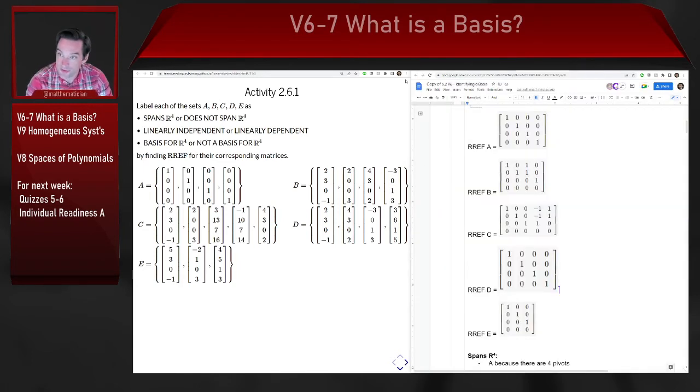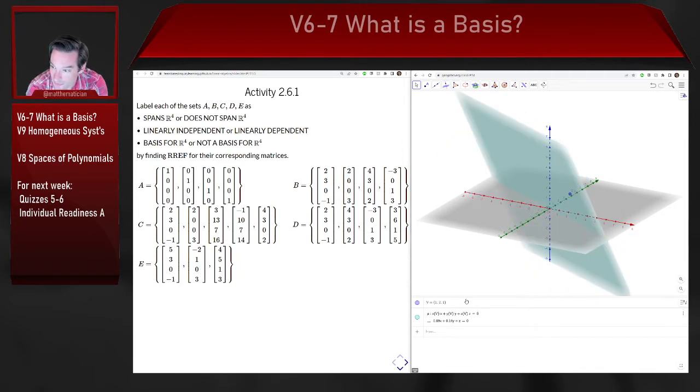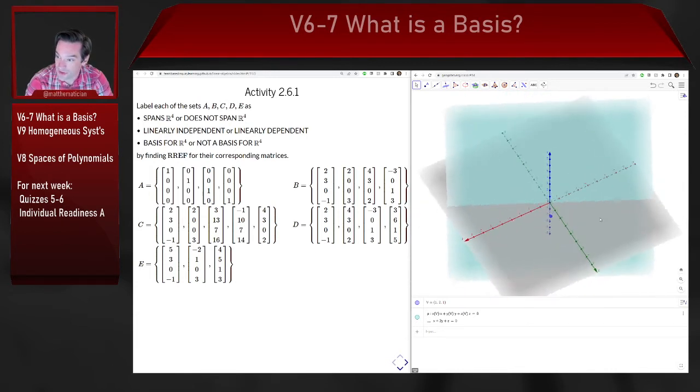So the question is, if I have a set of vectors and I can tell that no vector in that set is a multiple of any other vector in that set, is that enough to give us linear independence? And my claim is that it's not. Let me show you an example of why. So let's get our plane that we were working with before back up here. So x plus 2y plus z is equal to 0.